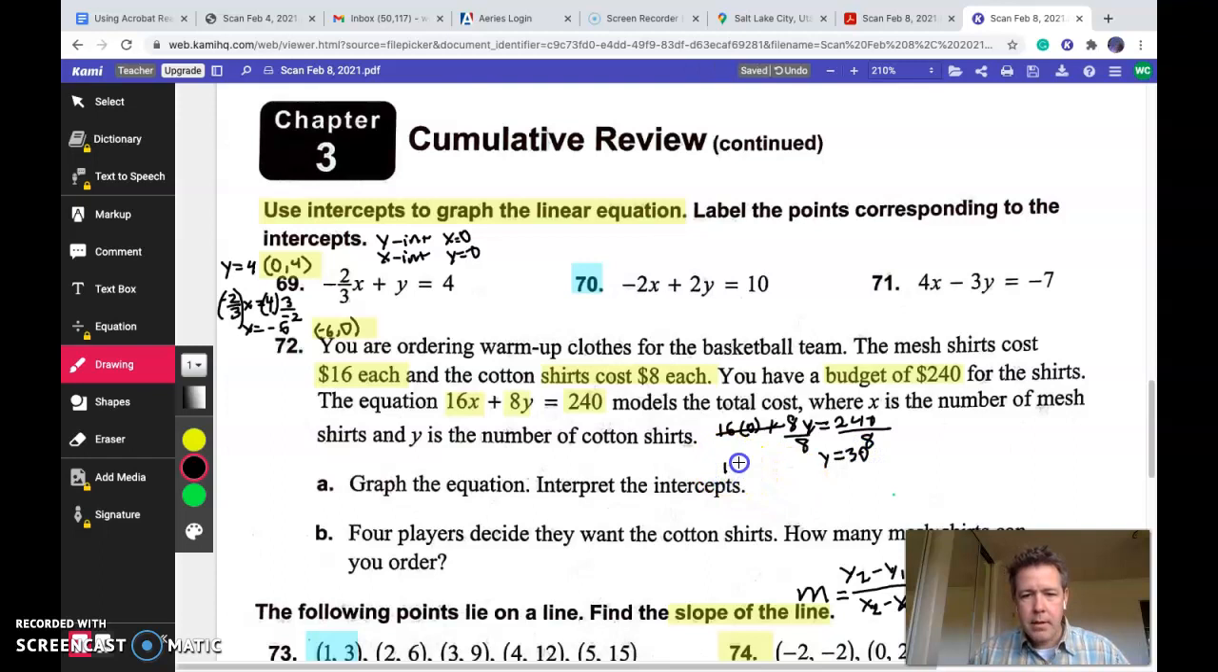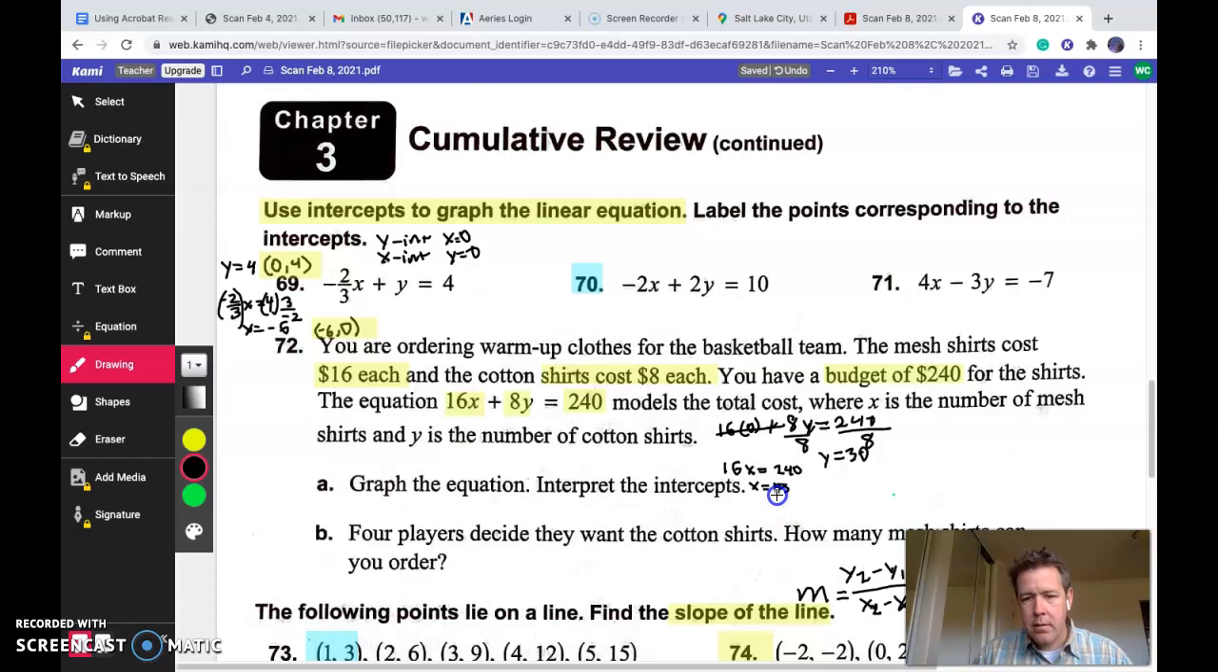For 16x plus 8 times 0 equals 240. So I'm going to drop that and just say 240. And see how many times 16 goes into 240. Well, divide on both sides. We're going to get 15.